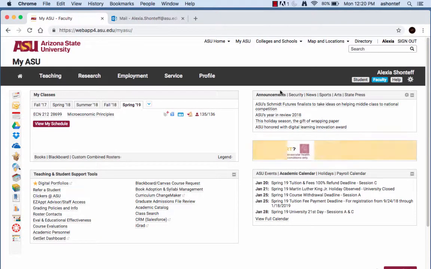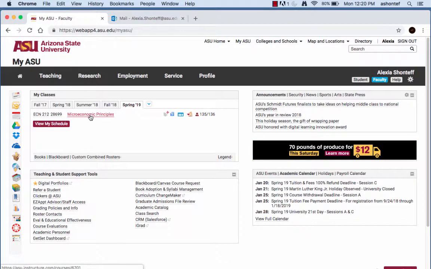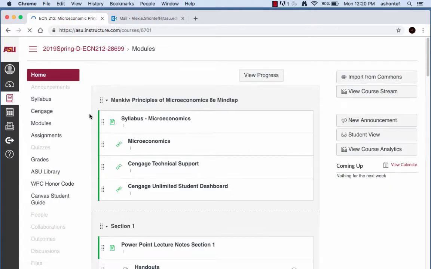Okay, so I've assumed you've watched the very short video on how to use the Canvas page. So now what we're going to do is go over some of the Chapter 1 homework. So very quickly, we'll go from the My ASU page. We'll click on the title, the Microeconomic Principles.